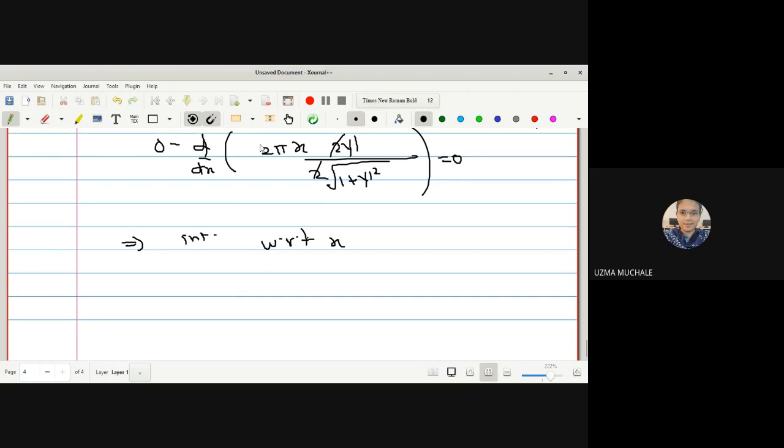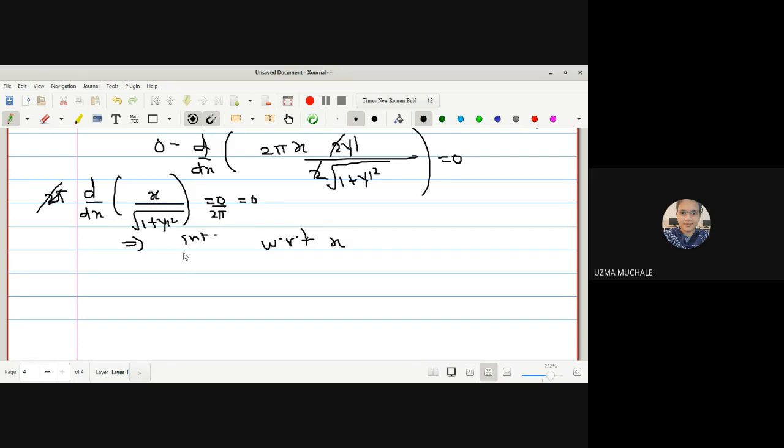Again, you can see this 2 pi is also constant, so you can take it outside. So let me write down this as d by dx of x times under root of 1 plus y dash square. If I take 2 pi outside, equal to 0. Okay, so divide by 2 pi. So this 2 pi will go here, right? So equal to 0.